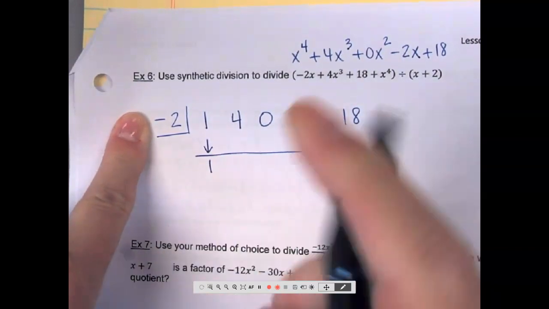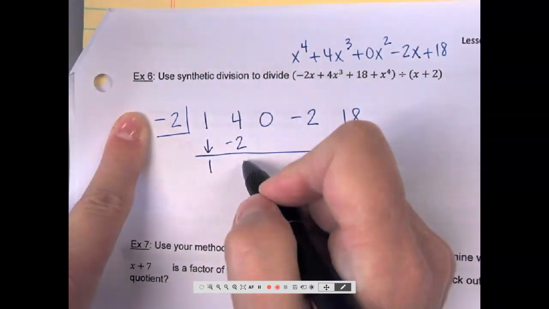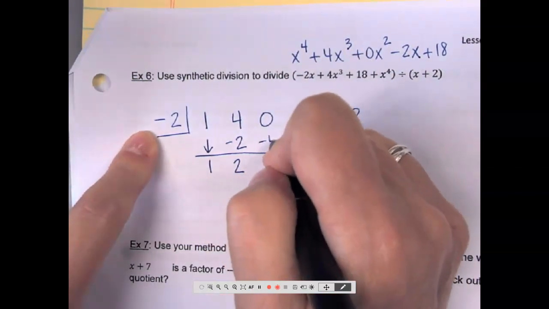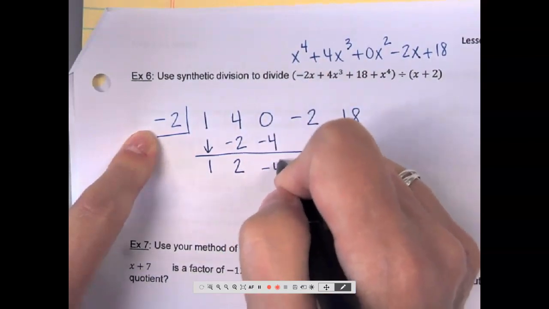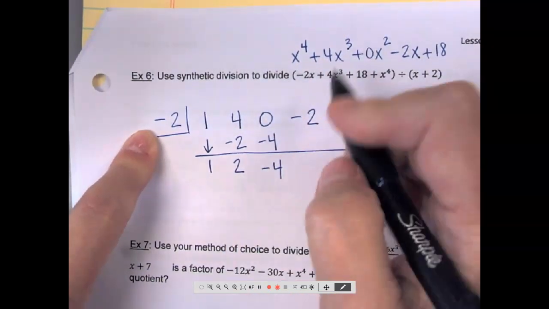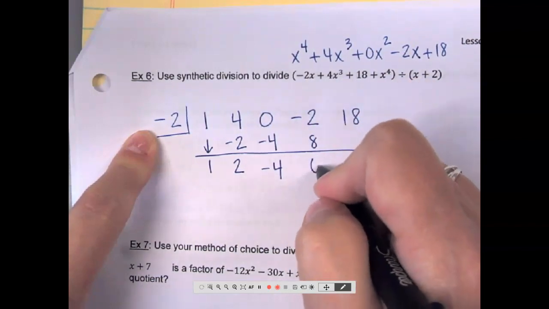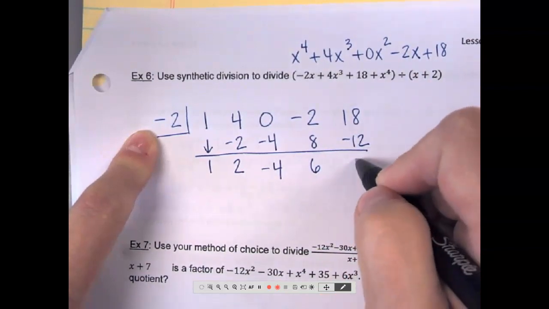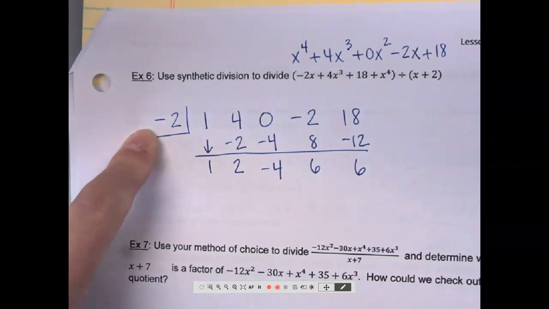Multiply: negative 2. Add: 2. Multiply: negative 4. Add: negative 4. Multiply: 8. Add: 6. Multiply: negative 12. Add: 6. And you're done when you're out of columns. Any questions on those numbers? Did I make a mistake? No, you didn't make any mistakes. I wouldn't guarantee it. Those who've had me know I make my fair share. That's what I got, Miss Campbell.